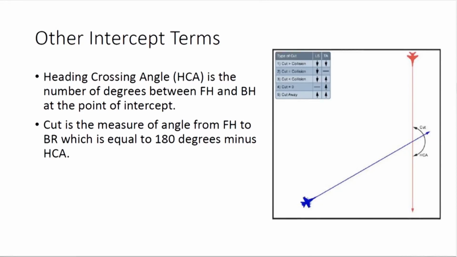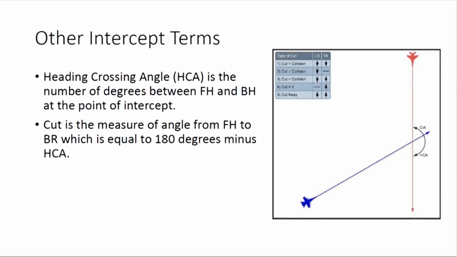If your cut angle is on collision, which is kind of what you're looking for, you'll be decreasing lateral separation and your target aspect will remain constant. If your cut angle is less than your collision course, which looks like the case in this drawing here, you can see the red fighter has less of a distance to travel than the blue fighter on that collision bearing there. Lateral separation will be decreasing. We're still traveling towards the bandit, but target aspect will be increasing in this case.